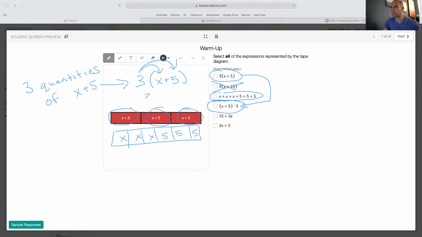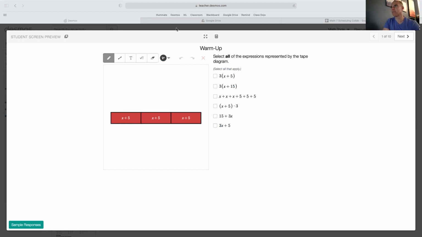And so 3 times x is 3x, and 3 times 5 is 15. So we get 3x plus 15, and that's what we have right here. It's written differently. It's 15 plus 3x, but it doesn't matter. The last one, though, nope, I would not select that. 3x plus 5, that's not the same as 3x plus 15. That's the sort of thing that would come from a student making a mistake doing the distributive property. All right, let's move on to the next.